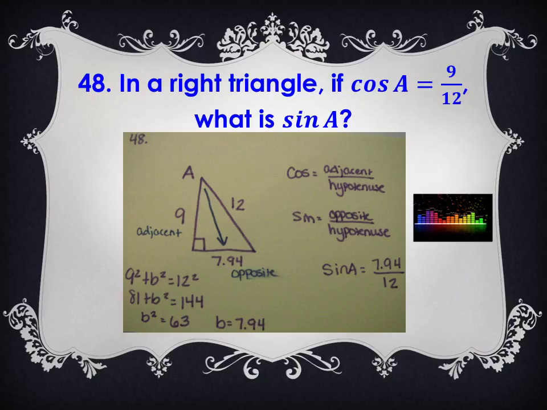9 squared is 81 and 12 squared is 144. We subtract 81 on both sides and get b squared equals 63. Square root both sides to get b by itself, and we get b equals 7.94. So sine of A is the opposite side, which is 7.94.